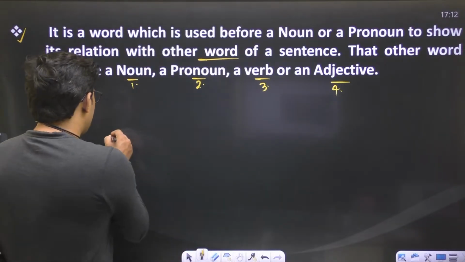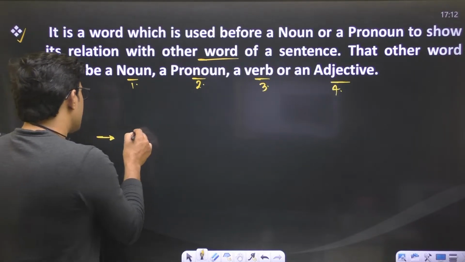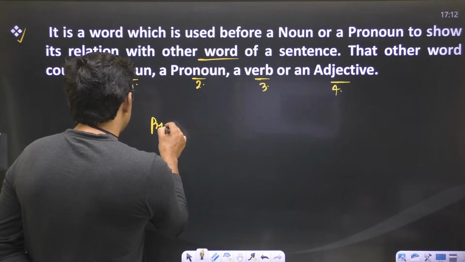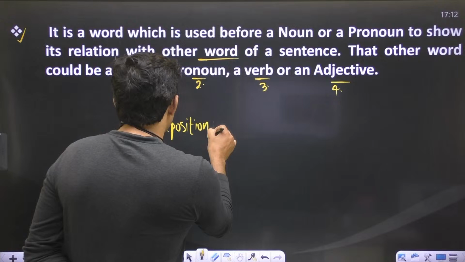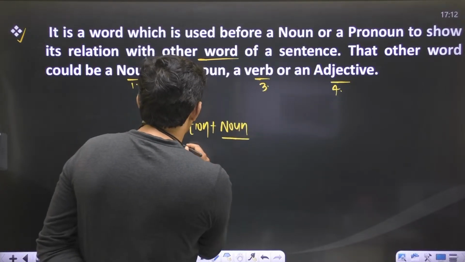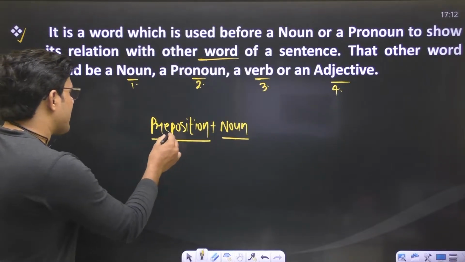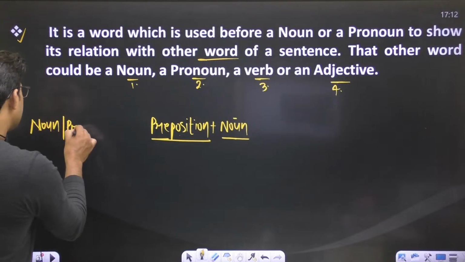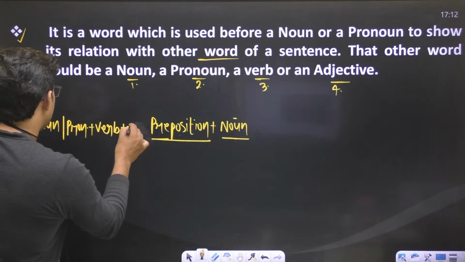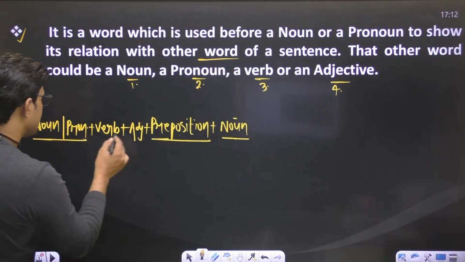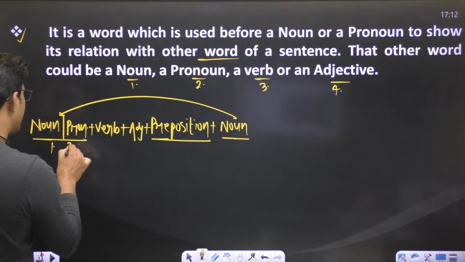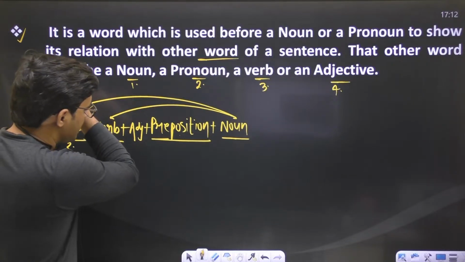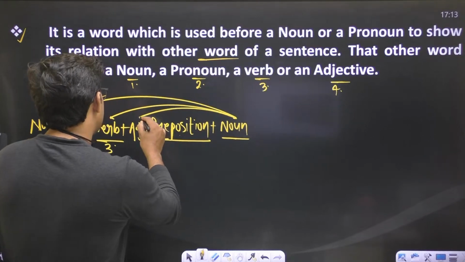Make sure of some important concepts regarding preposition. As per the definition, a preposition is a word which is used before a noun. In most cases, a preposition is used before a noun. It relates this noun with the other word of a sentence, and that other word could be a noun or pronoun. This preposition relates this noun with the verb of a sentence. It can also relate a noun with another word, which could be an adjective.